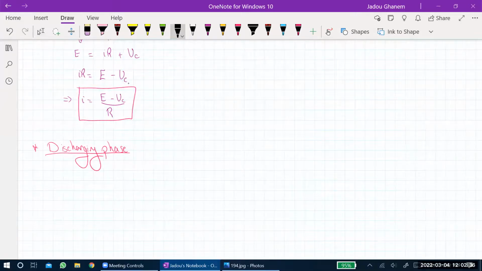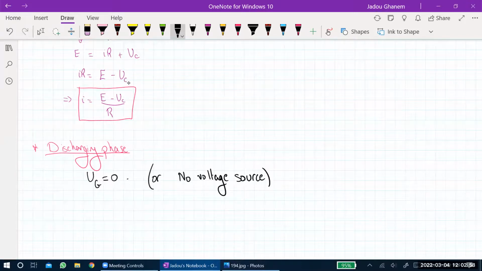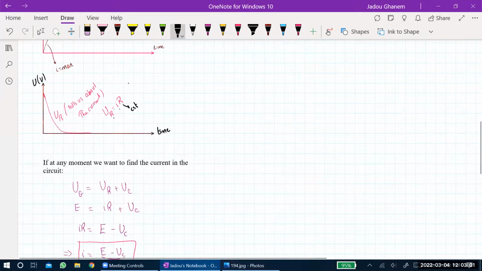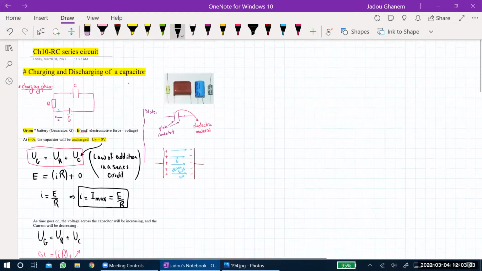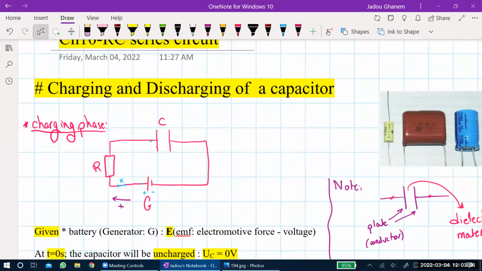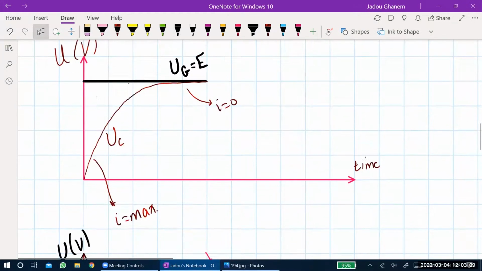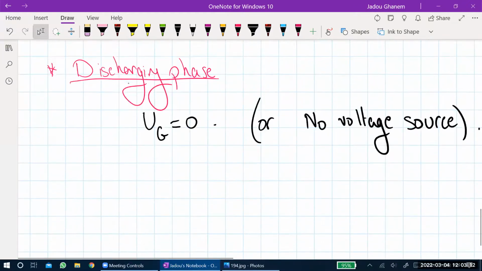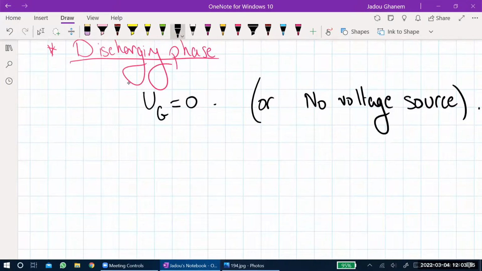Okay, in the discharging phase, we assume that the circuit is made up without a voltage source. So UG is 0 now. There is no voltage source, so I can just draw the same circuit without a voltage source. I can just take the same circuit, but without drawing any generator, like a capacitor and a resistor. So as if I'm just showing this circuit.